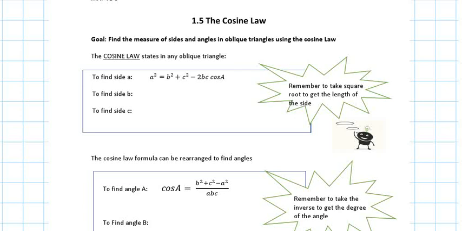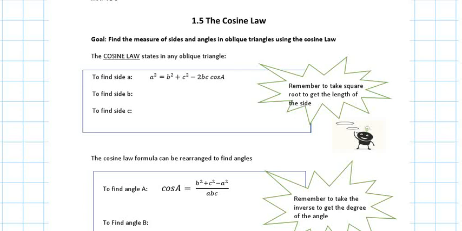All right, so not all scenarios are going to be sine law scenarios, okay? Not all oblique triangles can be solved with the sine law. Because what if I'm given all three sides and no angles? I can't use the sine law.